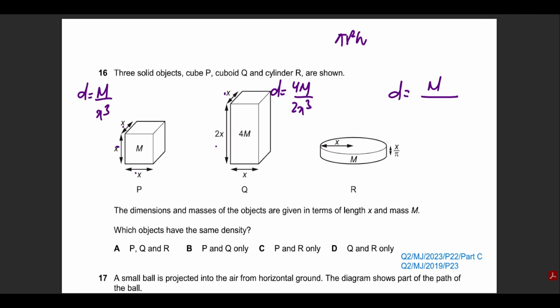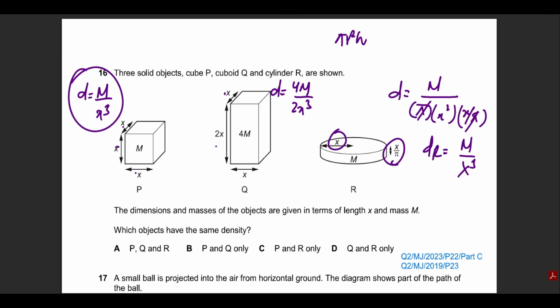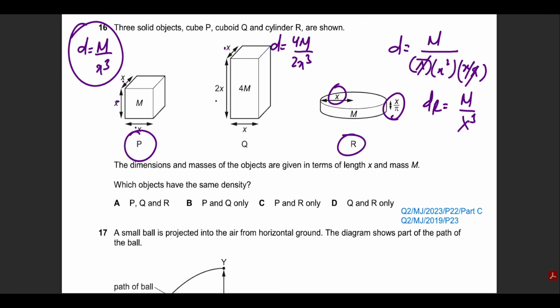This will require a bit of algebra. So this is pi. R squared is x squared, and h is the height, which is x over pi. You can see that pi cancels out. We're left with density of r equal to m divided by x cubed. So it's similar to p. So p and r are going to have the same density, which is going to be option C.